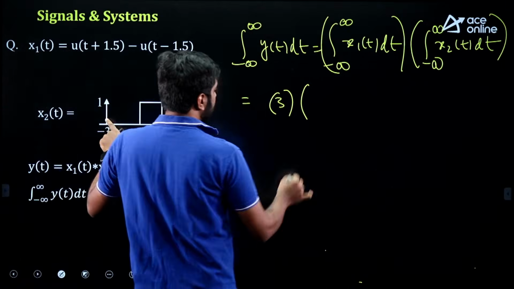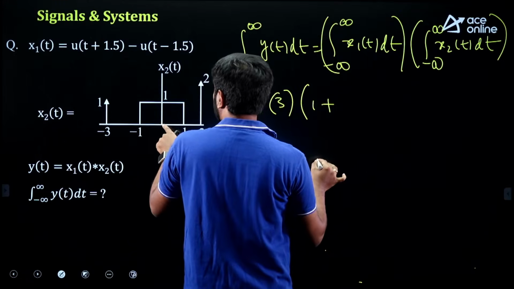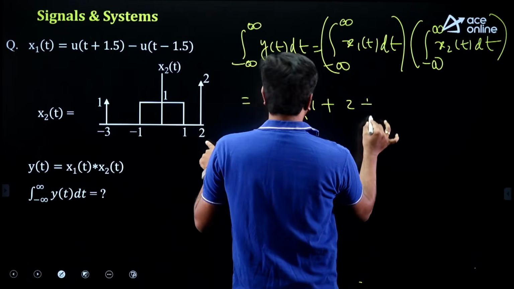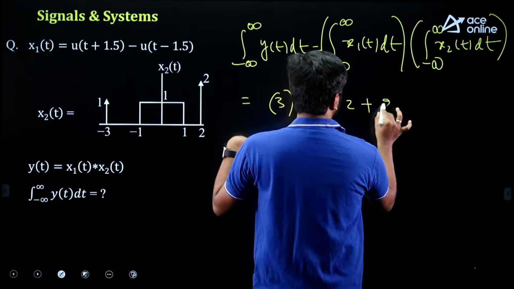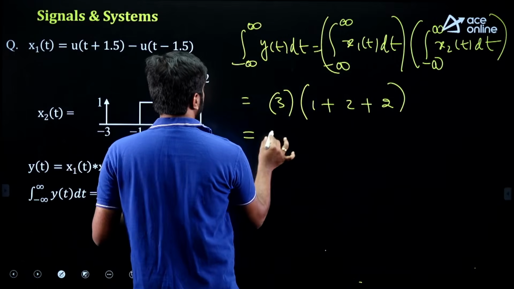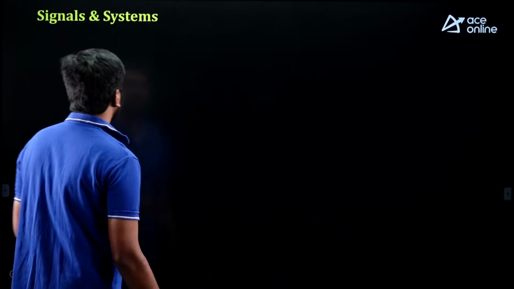So area under this impulse is 1 plus area of this rectangle is 2 times 1, that is 2, plus area under this impulse is 2. So this is 5, 5 into 3 is 15. So there is another question like this.